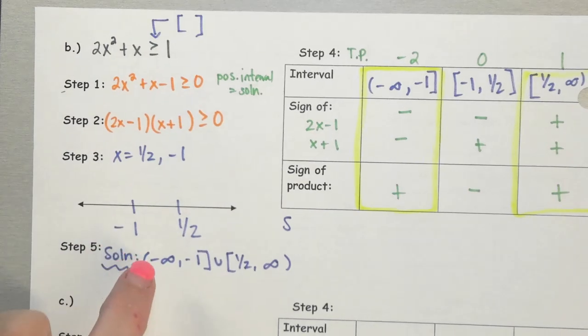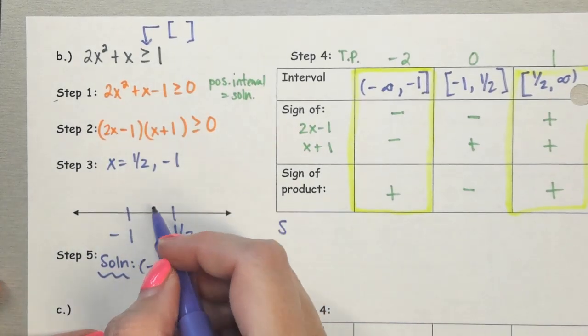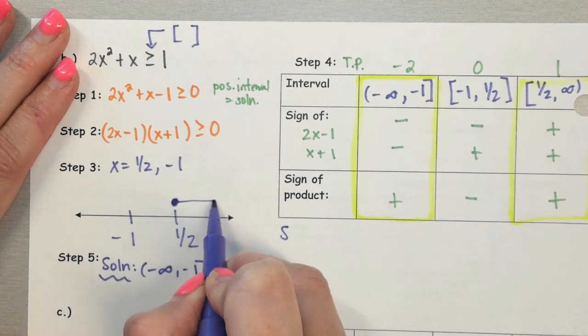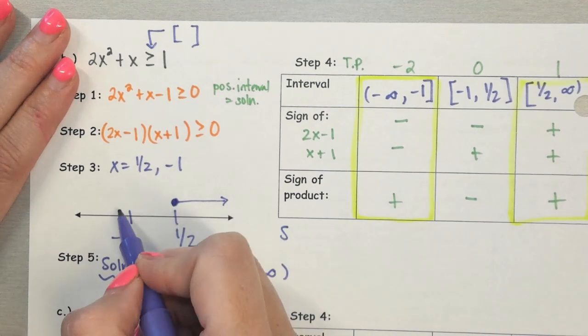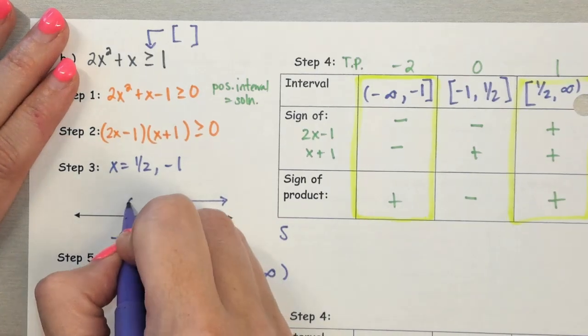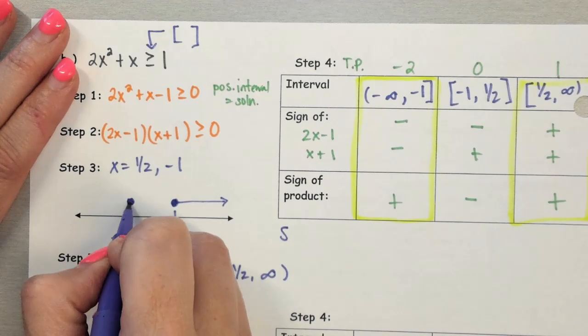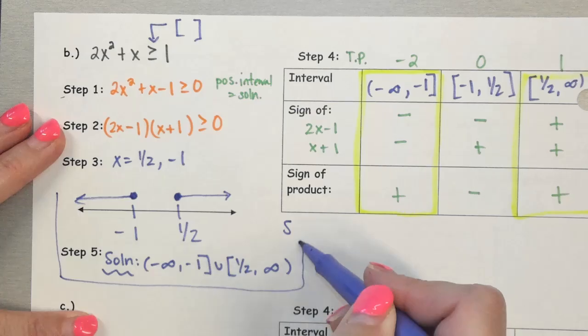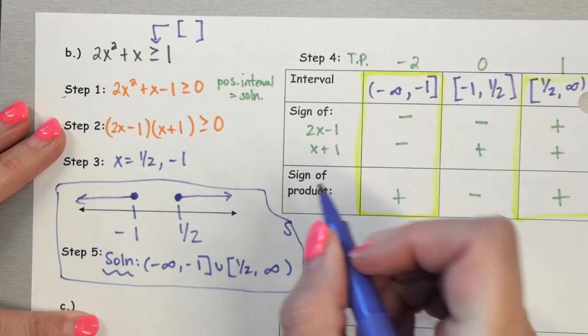Okay, and then again on your number line, I'll put that here, so it's going to be a closed circle going to the right. You can make yours over here if you didn't leave enough room for this. And this would be going to the left. Okay, so all of this is your solution.